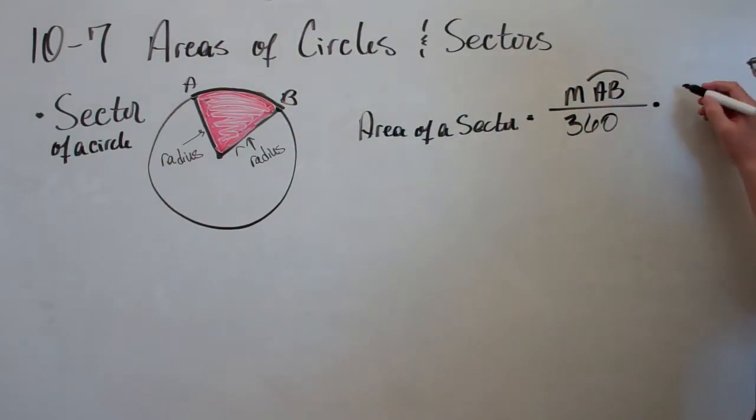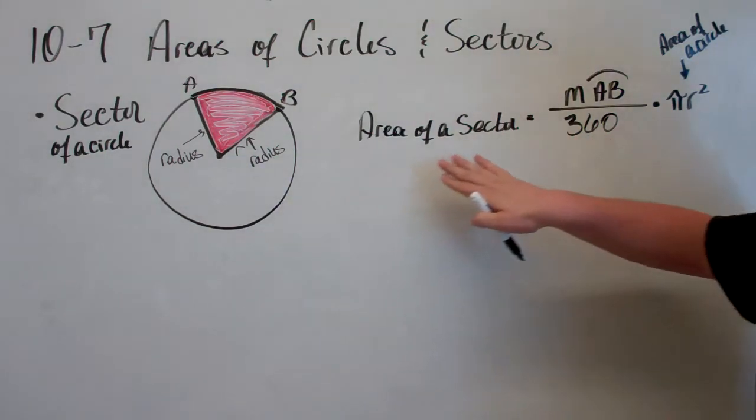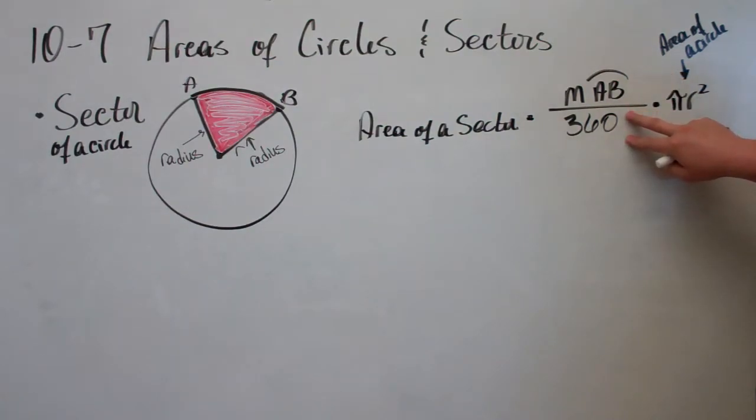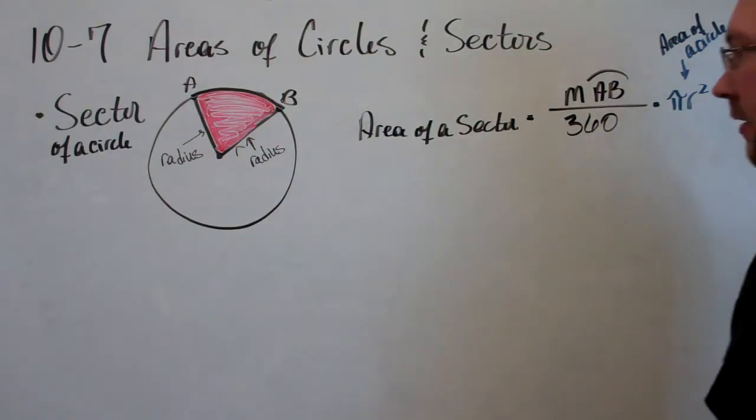And then we're going to multiply that by the equation for a circle. Of course, everybody knows the formula for area of a circle is pi r squared. So you figure out what percent of the entire circle is occupied by your sector by taking the measure of the arc and dividing it by 360. Then you take that, multiply it by pi r squared.